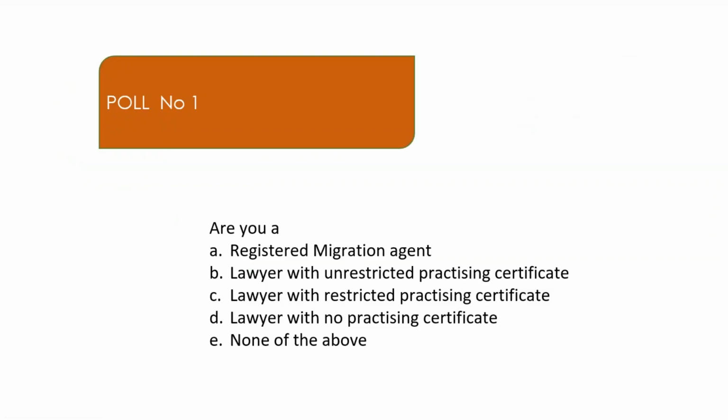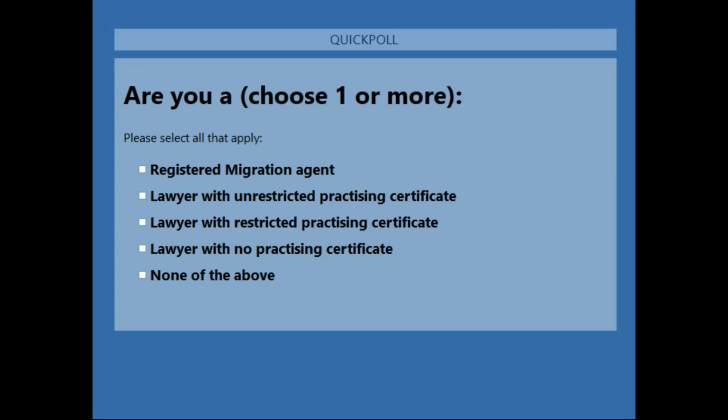We'll start off with a poll, I guess. So you'll see the poll come up in a second, guys. So if you can just answer the poll that's up on your screen now and just say whether you are currently a migration agent, a lawyer with an unrestricted practicing certificate, a lawyer with a restricted practicing certificate, a lawyer without a practicing certificate, or none of the above. And we'll just have that poll open for another 30 seconds for your responses to come in.